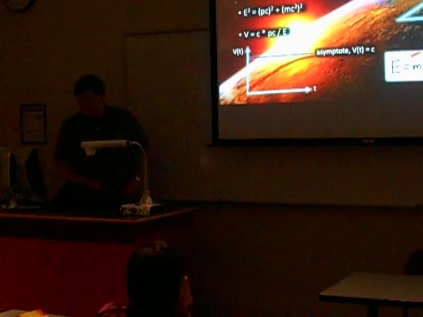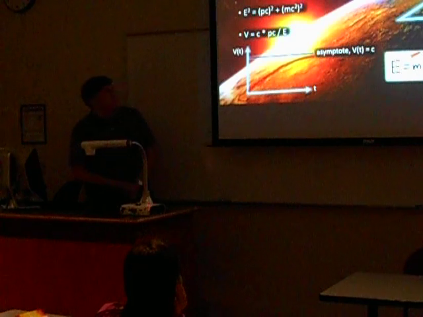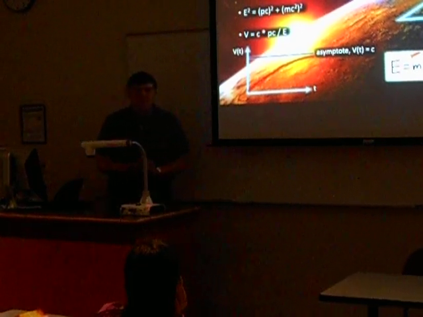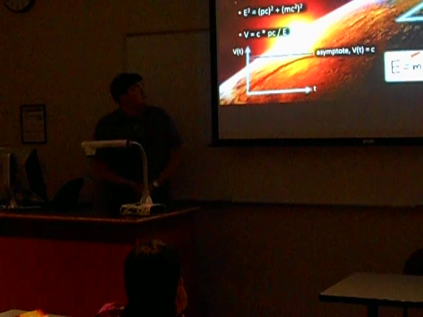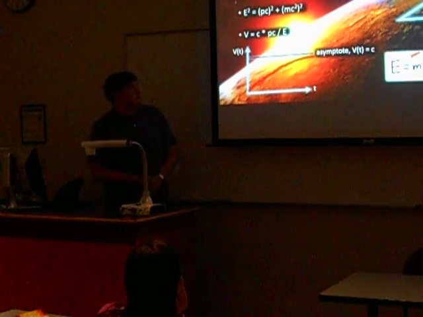Now, the other problem is dealing with relativity and mass. Everyone knows Einstein's famous equation, E equals mc squared. What you may not know is that's not the full equation. The full equation is E squared equals (pc) squared plus (mc squared) squared.